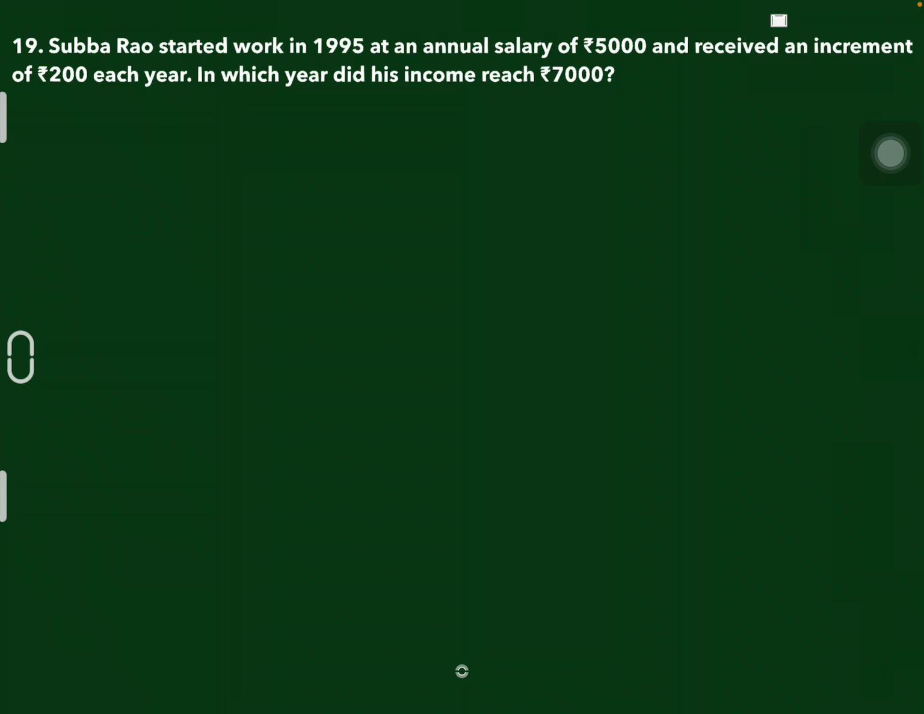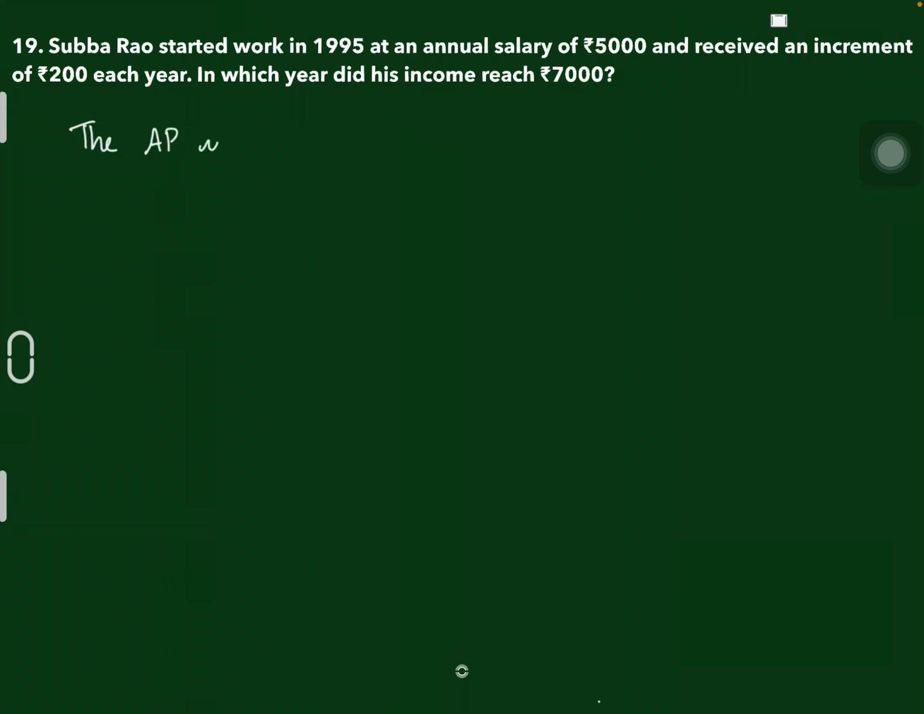So, what is given? He started working in 1995 at an annual salary of rupees 5,000. So, what was his salary in the year 1995? 5,000 rupees, and he received an increment of rupees 200 each year. In which year did his income reach rupees 7,000? Okay. So, what was his salary in the beginning? 5,000. So, let us form the AP.